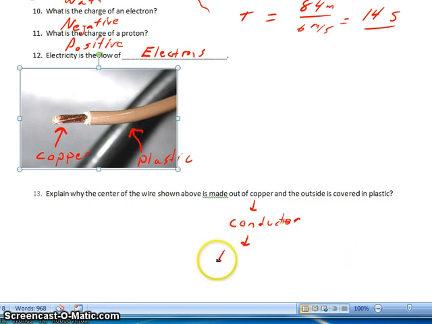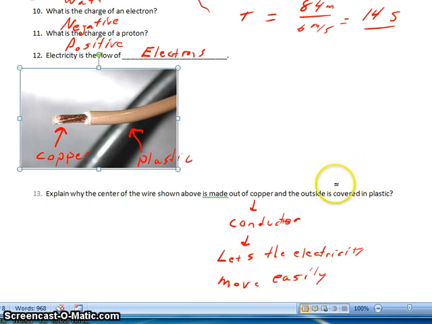This lets the electricity move easily. And that's the whole point of a wire, right? To move electricity around. So the copper lets the electricity move easily because it's a conductor.